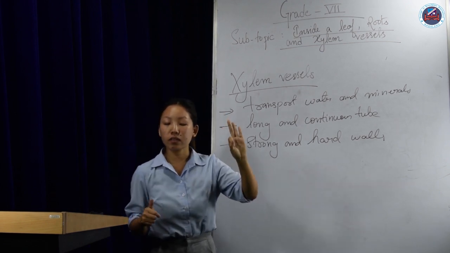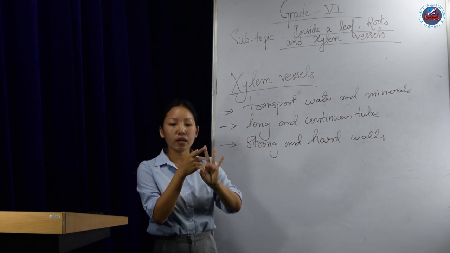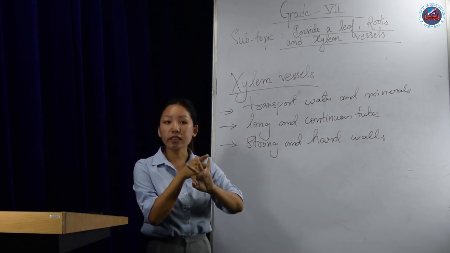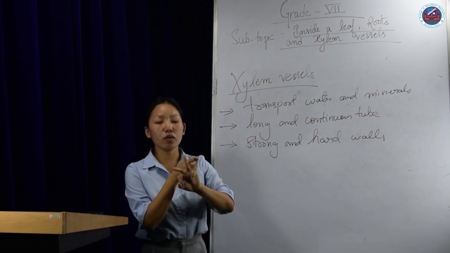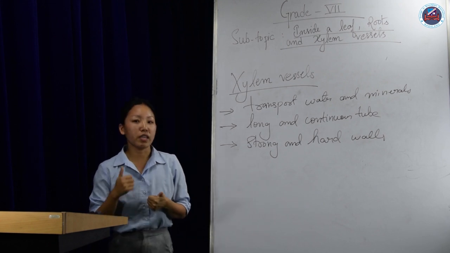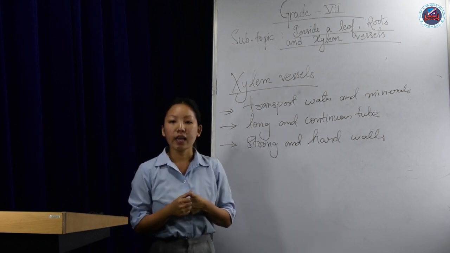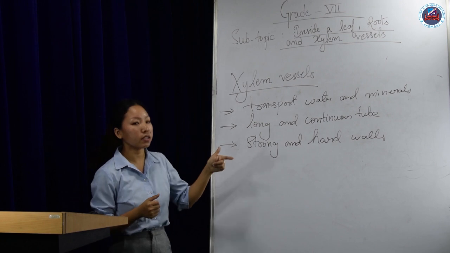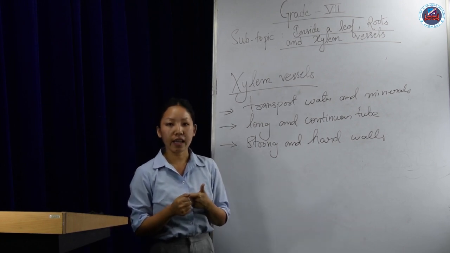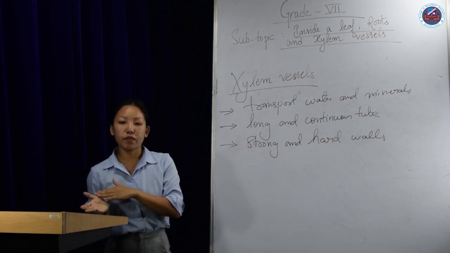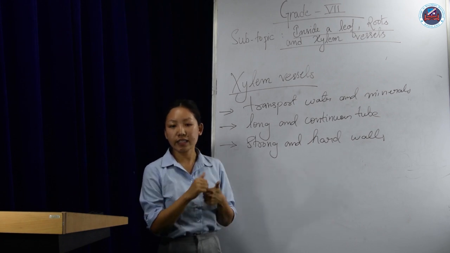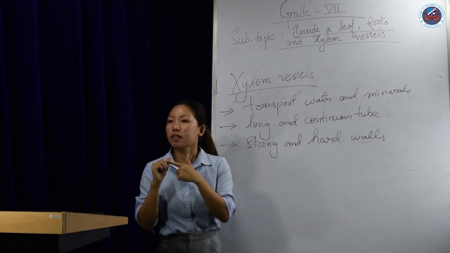Then the functions of root. Three main functions. First one is to anchor the plant. The second is to absorb water and minerals. And the third, some plants store food in their roots. Then we have the xylem vessels, which carry water and minerals, and also have strong hard walls that give support to the plant, and the position of xylem differs according to different parts of the plant, like the stem, the root, and the leaf.